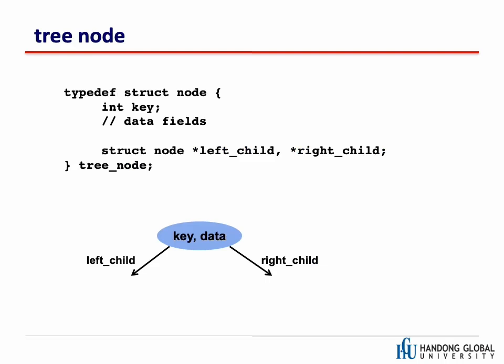Okay, here is a data structure for a node for a binary search tree. And since this one is a binary tree, we need two pointers, left child and right child. And we need a key, and also we need data fields too. So we can have a structure for the data field, okay?